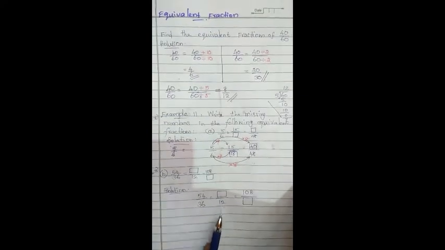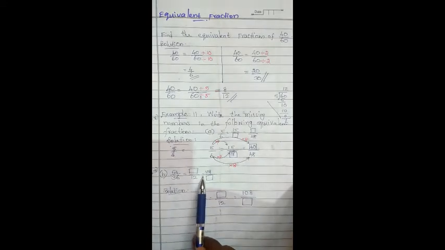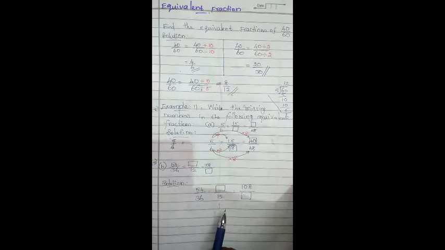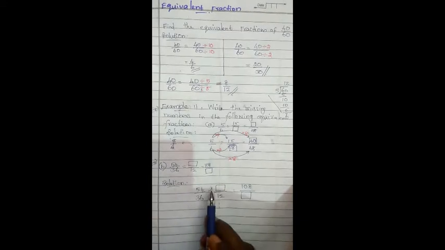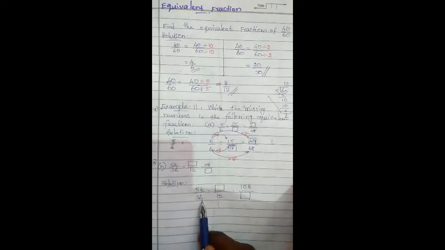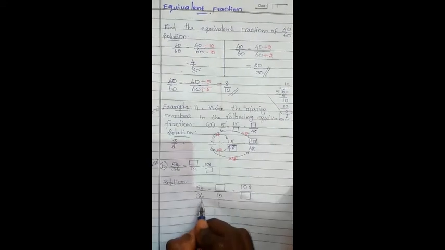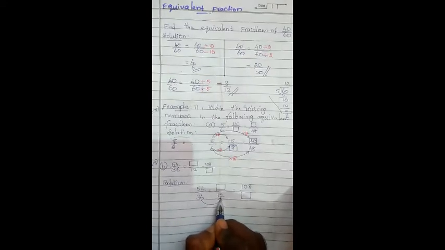See the next B part. 54 by 36 is equal to dash by 12 is equal to 108 by dash. See, 54 by 36, we don't have anything in the numerator, but in the denominator we have 12, right? How did we get this 12 from 36? 36 we have, but here we have 12 only. How, by dividing or multiplying?